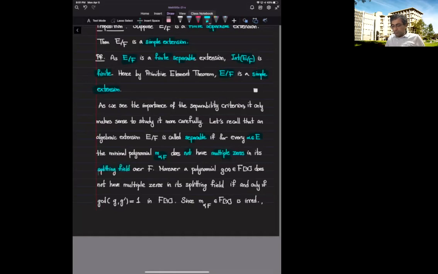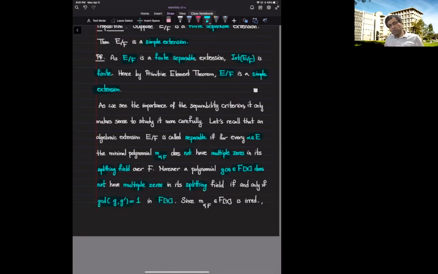And we have used the formal derivatives of polynomials in order to understand whether or not a polynomial has multiple zeros in its splitting field. We showed that a polynomial g in F[x] does not have multiple zeros in its splitting field if and only if the GCD of g and its derivative is 1 in F[x].